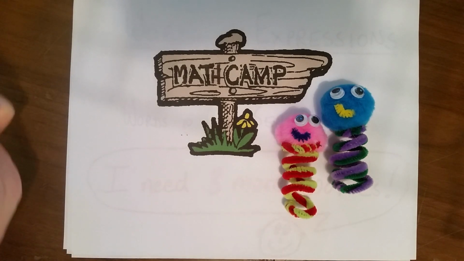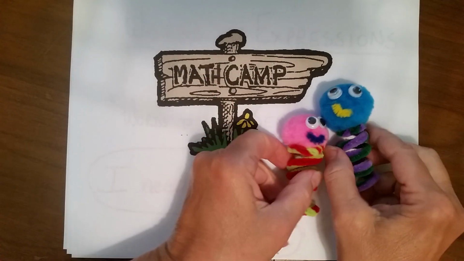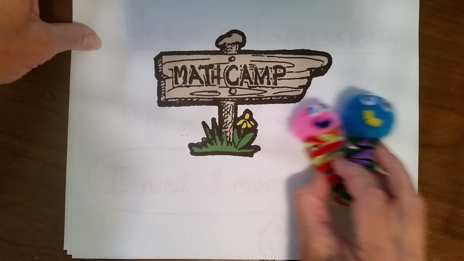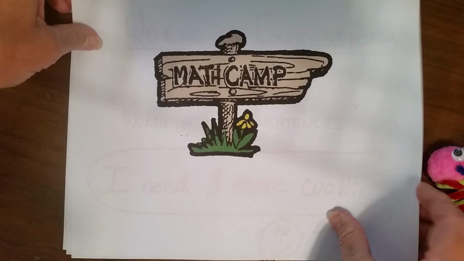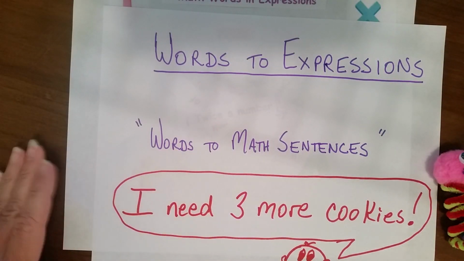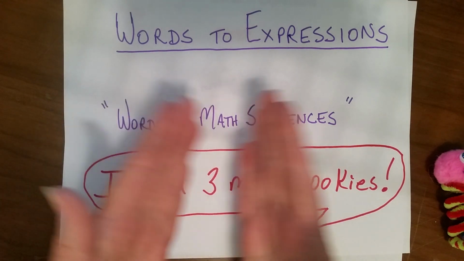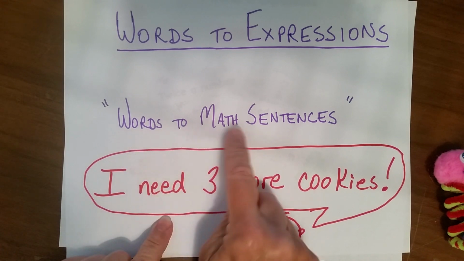Okay, so let's get started. It's pointing that way, and here we go. These guys are going to come along for the ride. What we're going to do today is really cool. We're going to go from words, regular English words, to mathematical expressions. So it's words to expressions, words to math sentences.